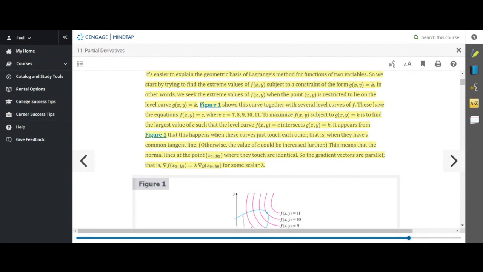So when you set a function equal to a constant, that is a constraint. You're requiring the function g to equal k. So we seek extreme values of a function f of x, y when a point x, y is restricted to lie on the constraint curve, the level curve g of x, y equals k. Okay, so in figure 1, they're going to show level curves of the function where f of x, y equals c, where c equals 7, 8, 9, 10, 11. Let me just go right to the picture here. I think we can show that picture now.